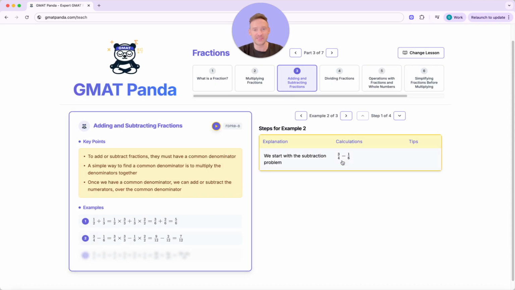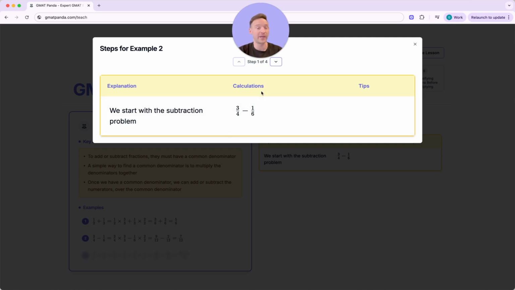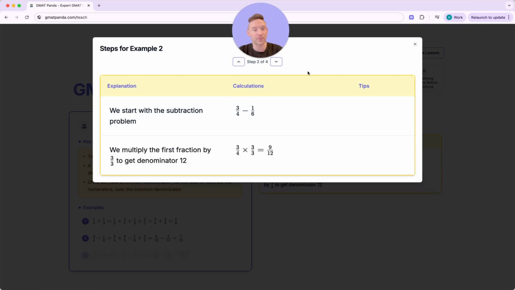So let's see this one here, where we're subtracting. But it's going to be a very similar principle where we need to look for a common denominator. In this case, we could multiply 4 and 6 together to get 24. But you may have noticed that here we can actually use a smaller one, which is 12. Now, the first thing we want to do is transform the first fraction into something over 12. So we multiply top and bottom by 3.